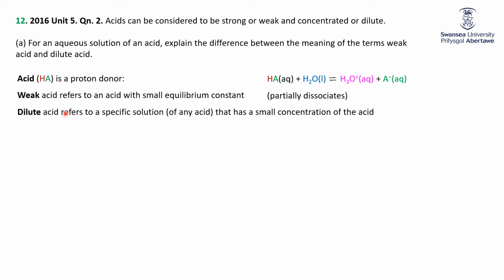Dilute acid, however, can refer to any acid that just has a small concentration. So 0.001 molar HA, if HA has got a really little Ka, is a weak dilute acid, but 0.001 molar HCl would still be a dilute acid, but HCl completely dissociates, so it is a strong acid. So weak refers to the acid itself. Dilute refers to how much of the acid you have in a particular solution.